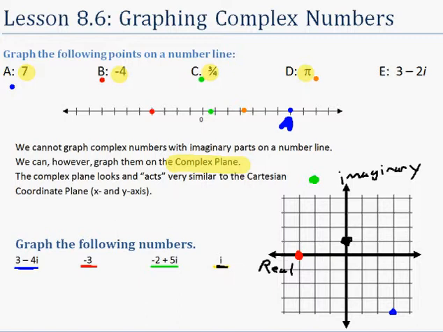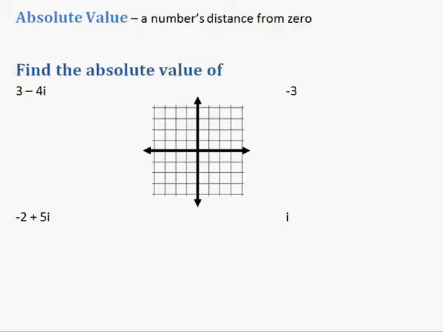Now what we're going to do is get into finding the absolute value of numbers. So graphing complex numbers is fairly simple. Absolute value of complex numbers is also fairly simple. It's still our definition that we've learned and used before. It's kind of a geometric distance, our definition, because it has to do with distance. And so we want to find the absolute value of these.